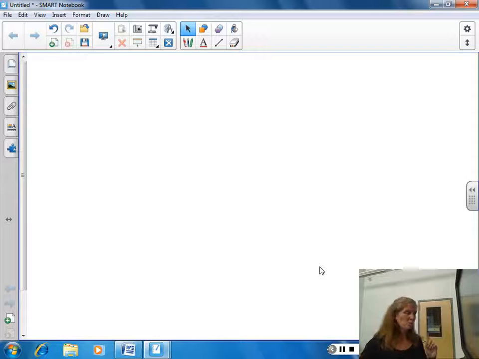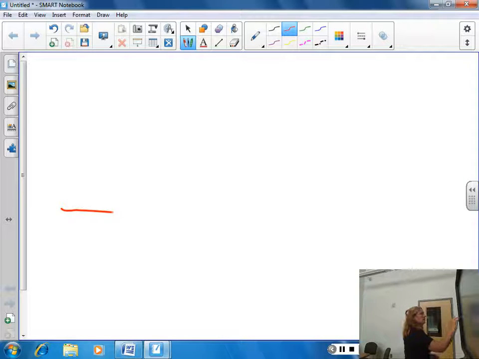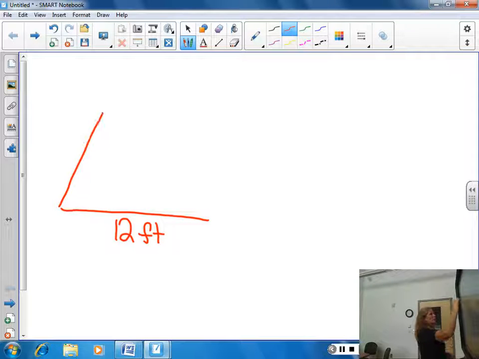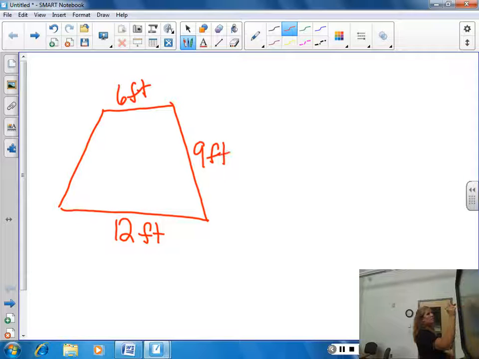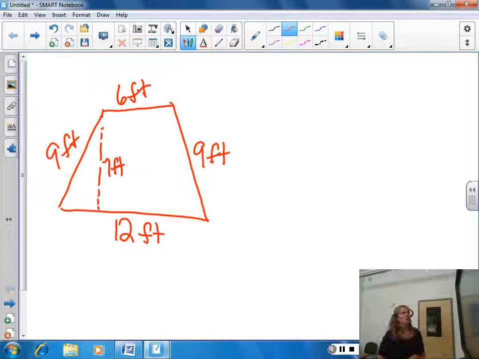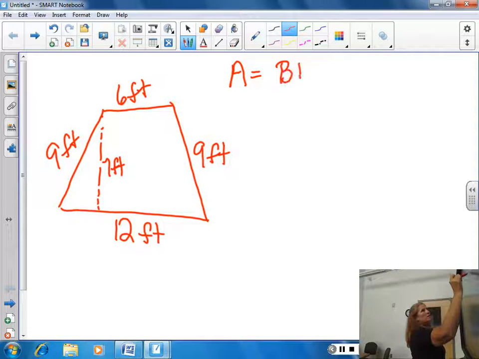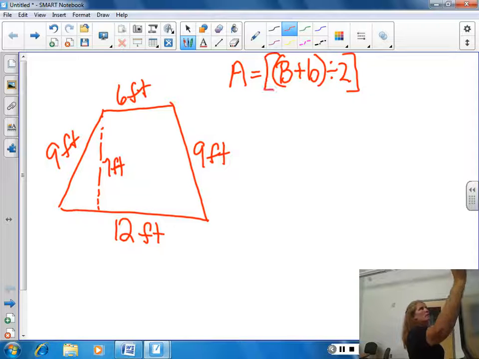I said I would do one more trapezoid problem because trapezoids are kind of tricky. So I'm going to do that. Let's say I have 12 feet. And up here I have 6 feet. And over here I've got 9 feet. And 7 feet. What I'm going to do is write the formula up here. Big base plus little base divided by 2, the whole thing multiplied by height.